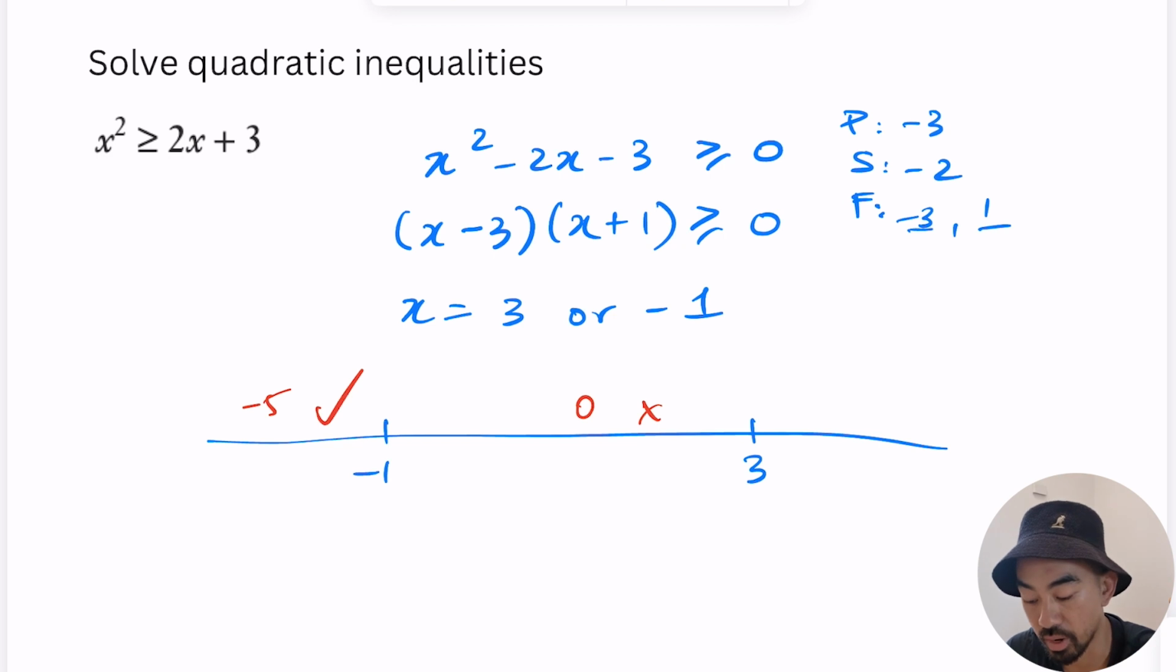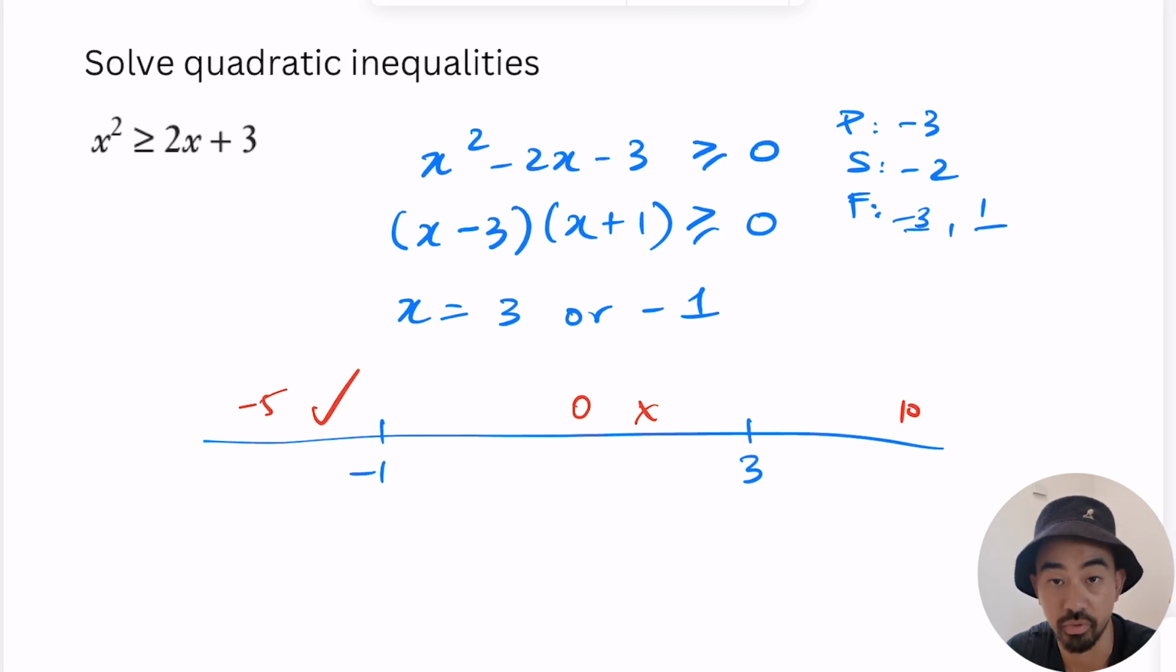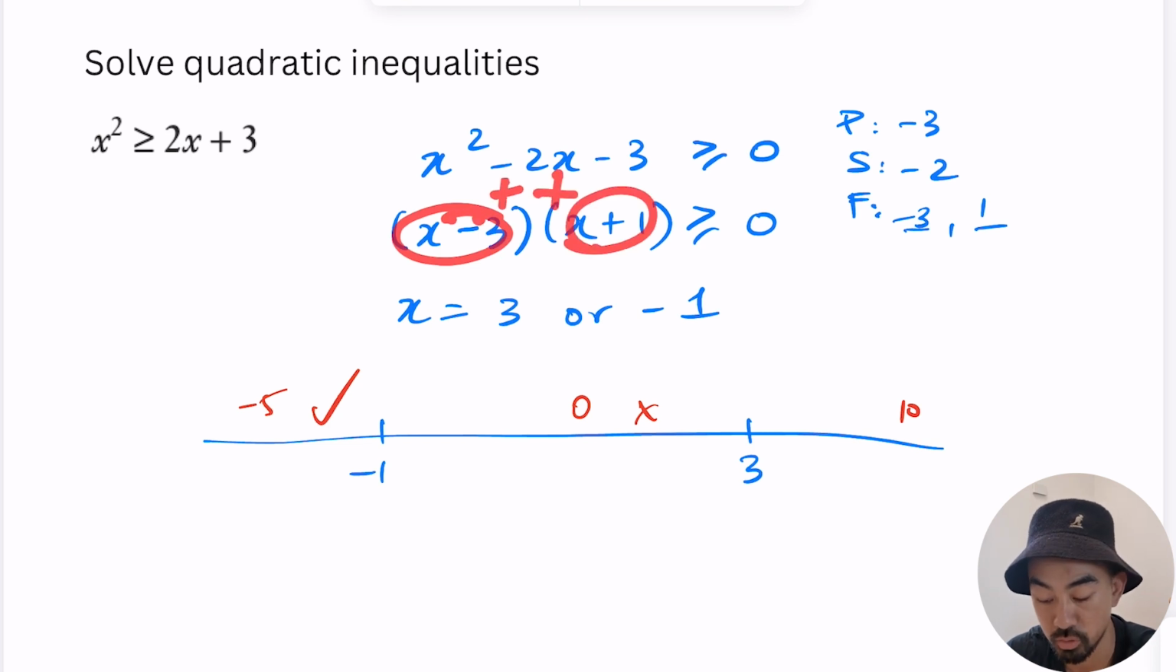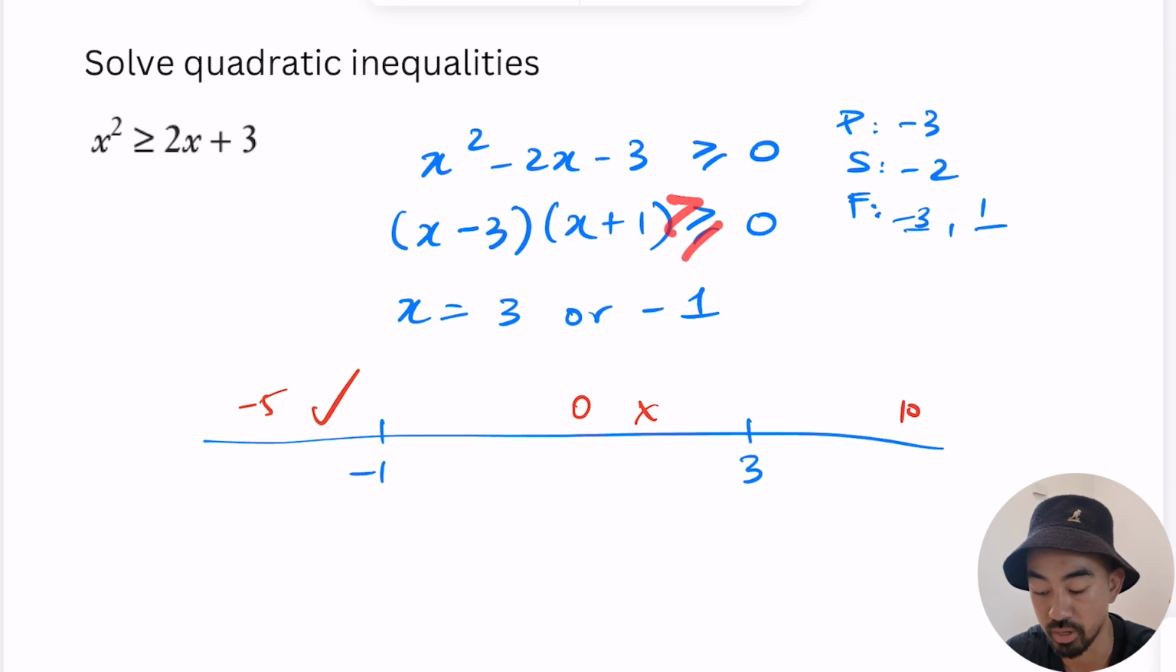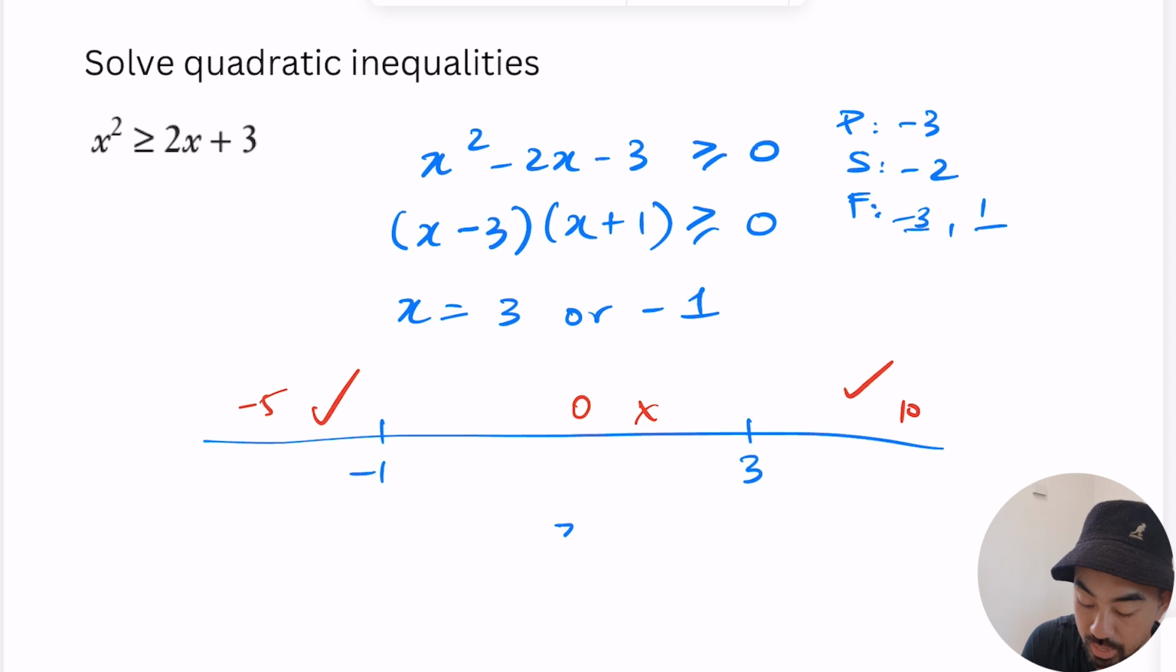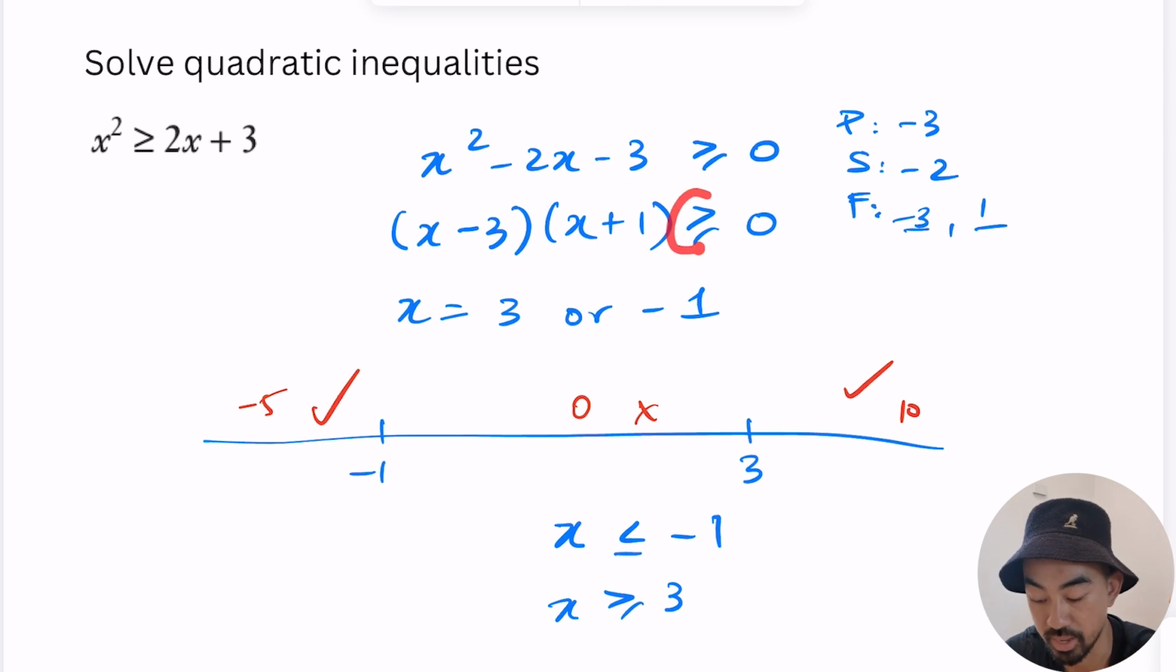All right, lastly, something greater than 3, let's say 10, just for this sake. Now, 10 minus 3 is obviously positive. 10 plus 1 is also positive. Two positives make a positive, which is greater than or equal to 0. So yes, done. So your answer will be x is less than or equal to minus 1, and x is greater than or equal to 3. So just copying that sign there.